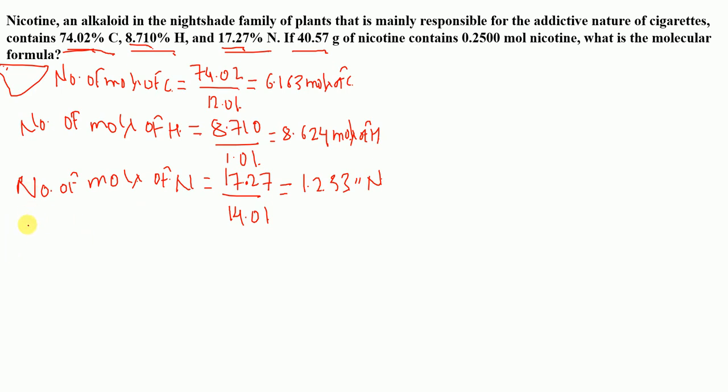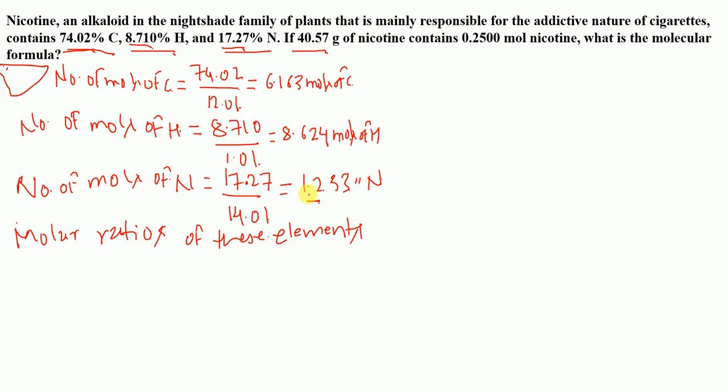Okay, so then we have to calculate the molar ratios of these elements. This is another step. The molar ratios of these elements, that means carbon, hydrogen and nitrogen. How will we do it? First we will check which is the smallest number. The smallest number is nitrogen's number of moles, 1.233. So then we will divide all these numbers by 1.233.